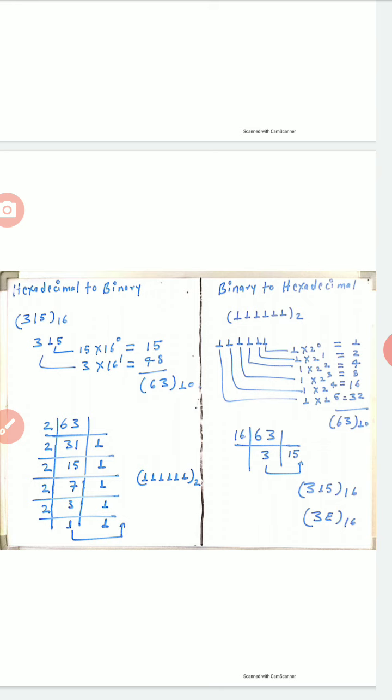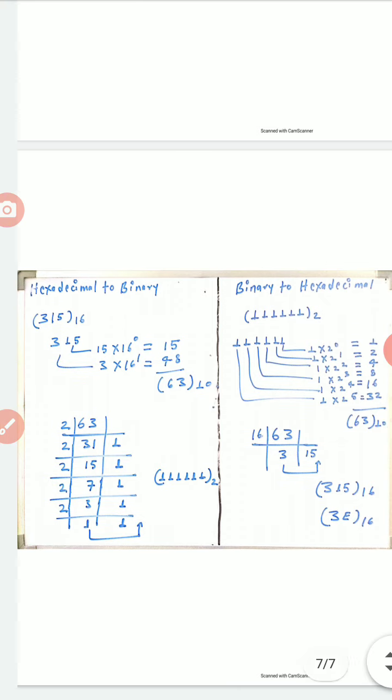Now I convert the hexadecimal to binary. Hexadecimal is the same number. 3F is the hexadecimal. If I convert it into binary, then multiply it by 16. 15 into 16 power 0 and 3 into 16 power 1. So 15 and 48, if we take the sum, which is 63. So that particular hexadecimal number is first converted into the decimal number. Now this decimal number I can convert into the binary number.